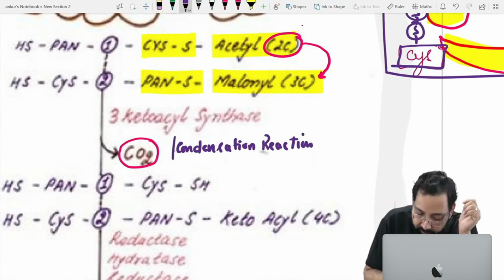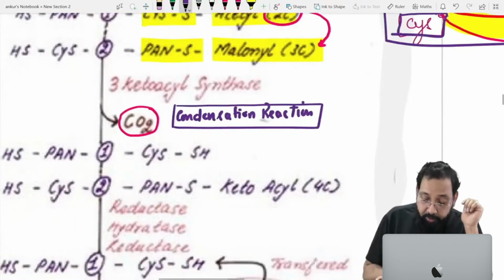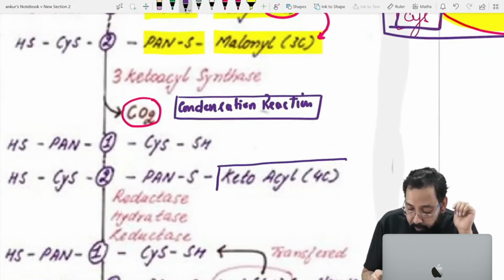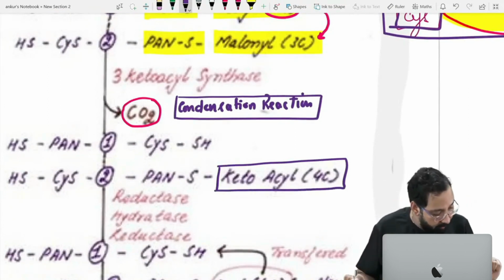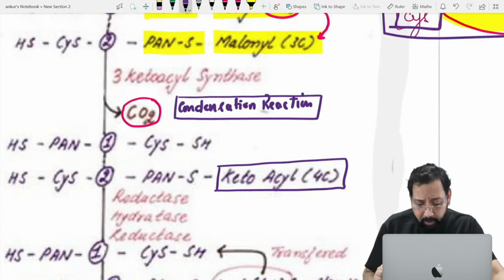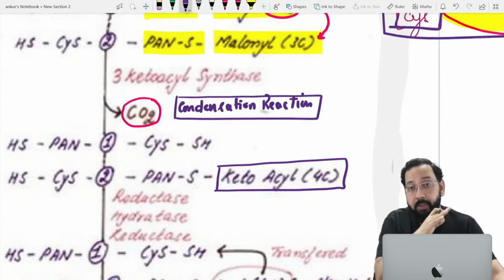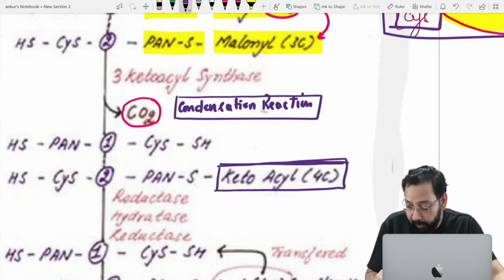Yes, a condensation reaction occurs and CO2 is removed. A compound is formed. The compound is called ketoacyl, so the ketoacyl group. CO2 is removed in the condensation reaction and there is formation of ketoacyl.